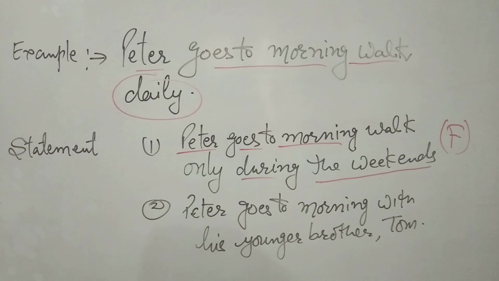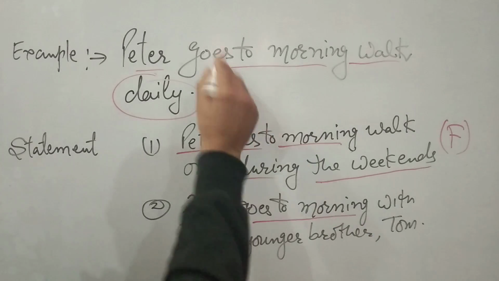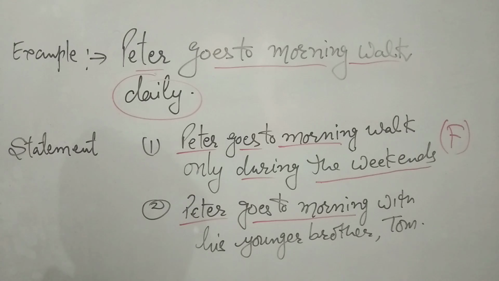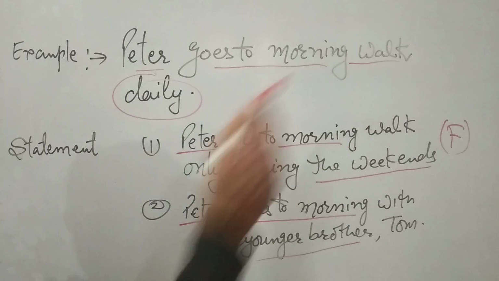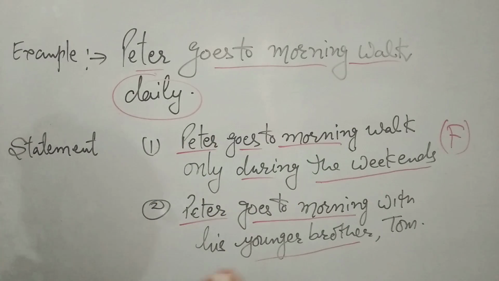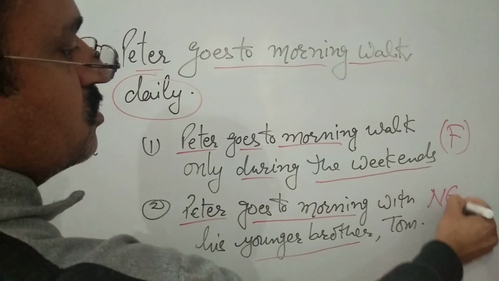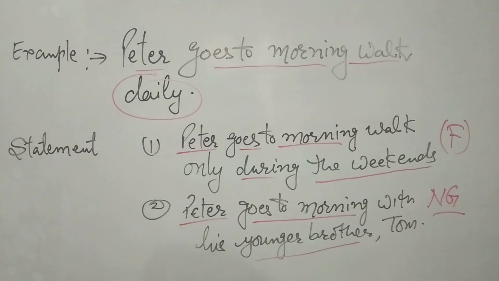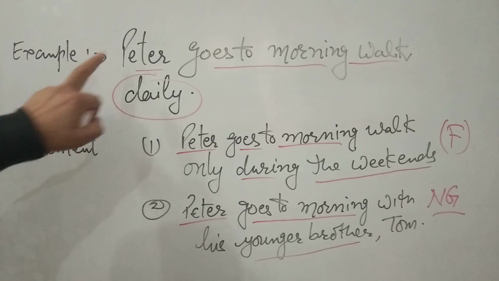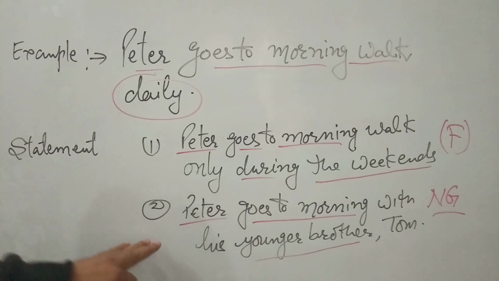Now the second statement: Peter goes to morning walk with his younger brother Tom. Again, the subject Peter goes to morning walk matches, but there is additional information, that he goes with his younger brother. This statement will be not given because there are no details regarding whether he goes with his younger brother or not. The example simply says that Peter goes to morning walk. So this is not given. Let me take another example to explain this better.